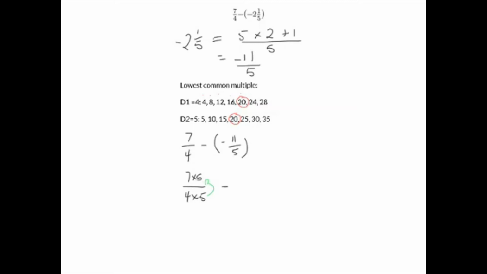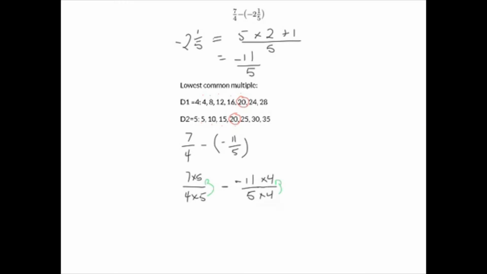And then I'm going to subtract. Now looking here: 5, 10, 15, 20, so that's the fourth multiple. So I'm going to take my -11/5, multiply the denominator by 4, and again multiply the numerator by the same to create the equivalent fraction.